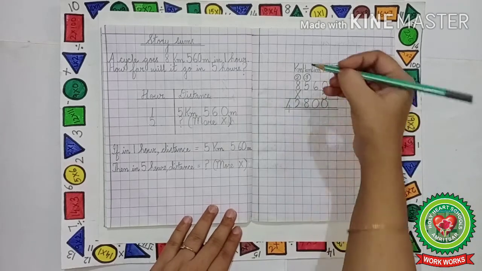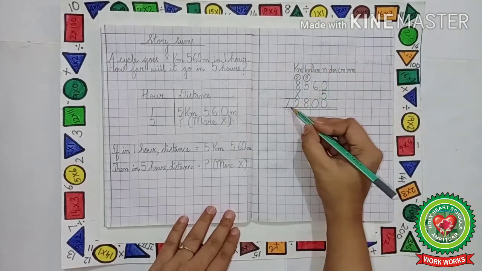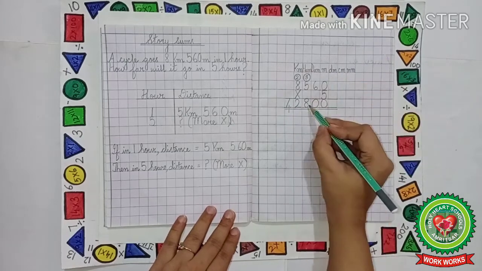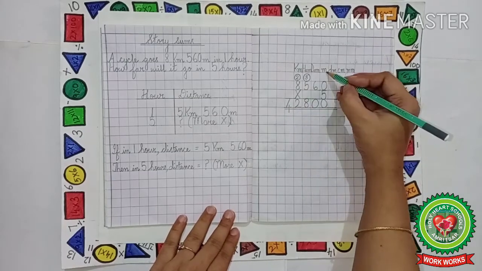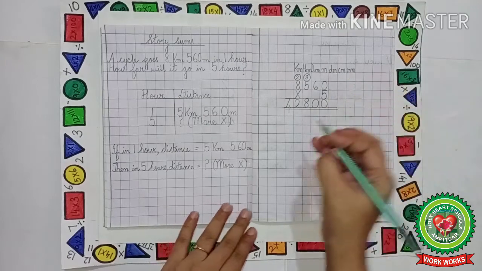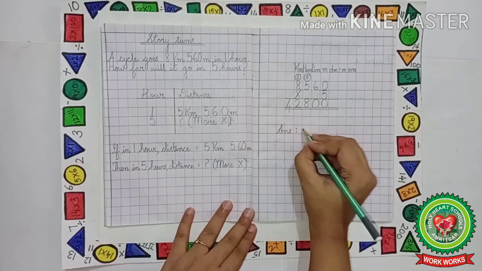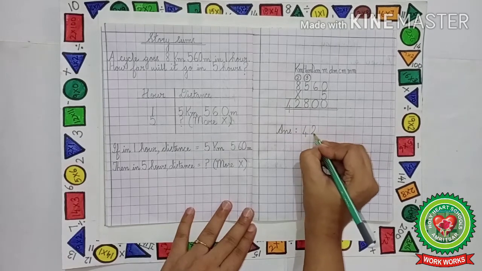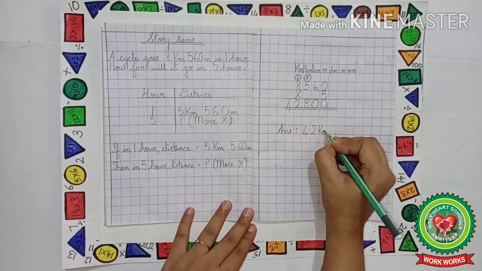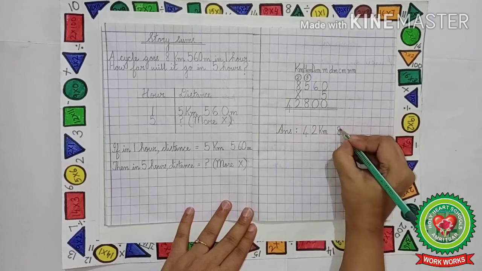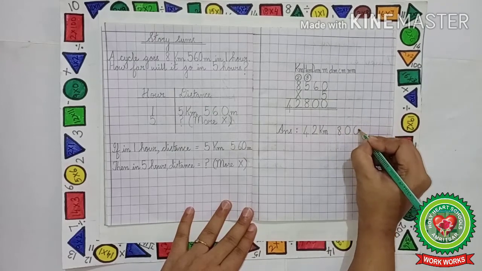42 is coming under kilometers place. That means 42 kilometer, and 800 is coming under meters place. So 800 meter. So the answer is 42 kilometer and 800 meter.